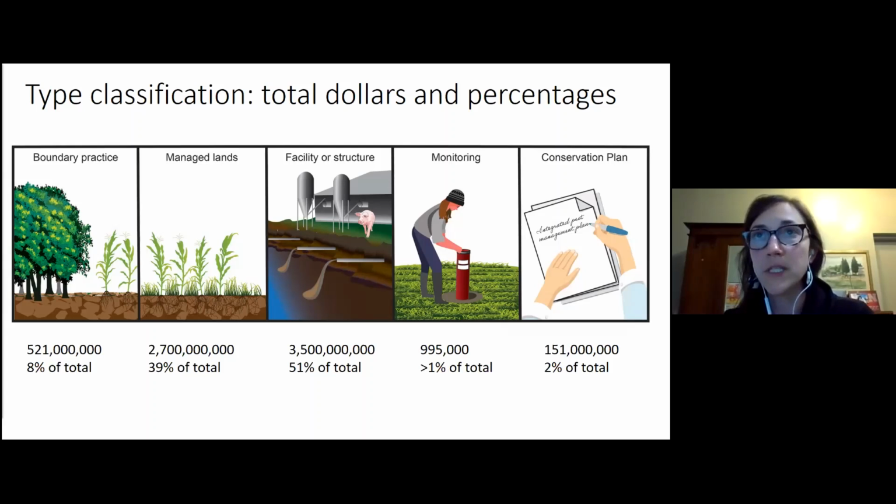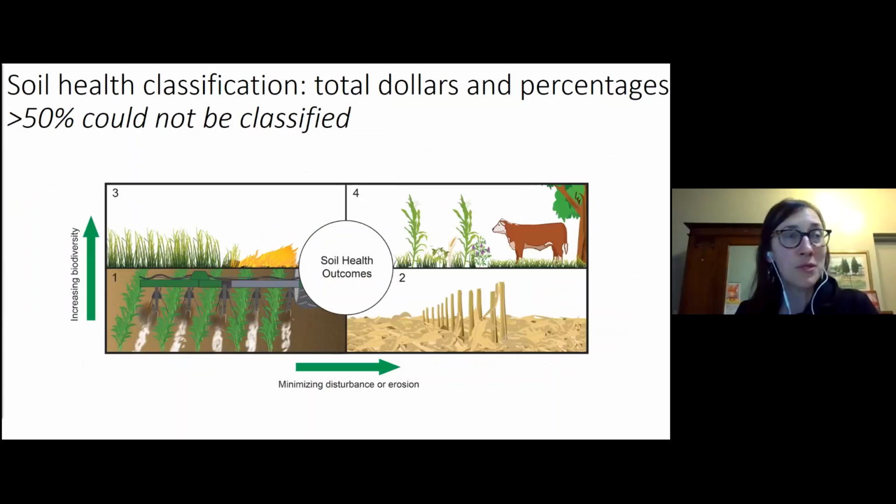And then the others, the boundary practices, so maybe you might think of like edge of field or border type practices, monitoring or conservation plans, are just about 10% total. So that's where the type practices go. So not even half of the practices are, according to our classification, happening on the field in managed or boundary type practices, which was surprising right off the bat for us.